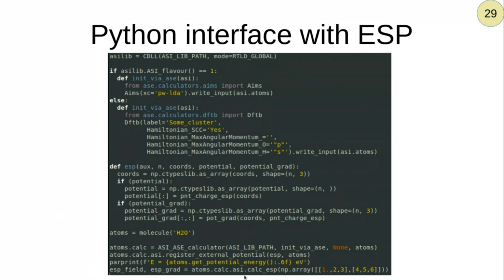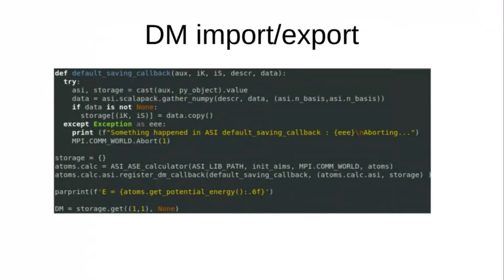All the further code is where you essentially register your electrostatic potential callback, run calculations, get energies, and calculate electrostatic potential from the DFT code. This code is actually the same for both implementations, for DFTB Plus or AIMS. Therefore, we hope that the workflows that rely on the ASI API will be transferable between different codes.